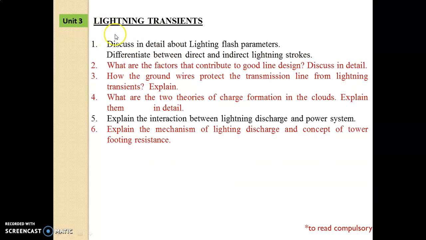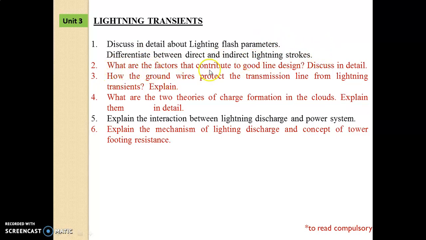Unit 3 is lightning transients. 6 questions are very important. Don't avoid question number 2, 3, 4 and 6 which are marked in red color background. These are all compulsorily read questions. First one, discuss in detail about lightning flash parameters, 8 mark. Differentiate between direct and indirect lightning strokes, 5 mark.